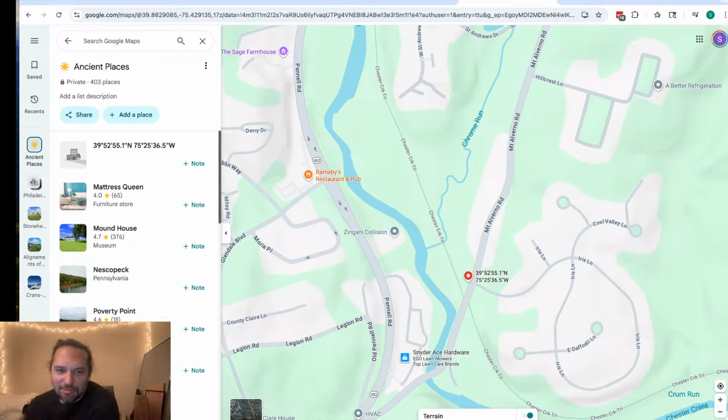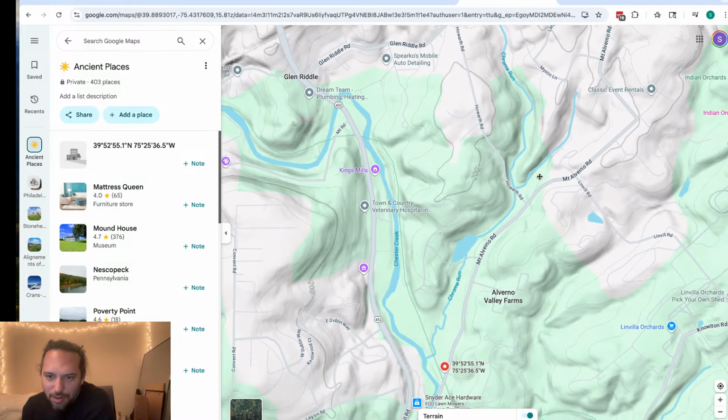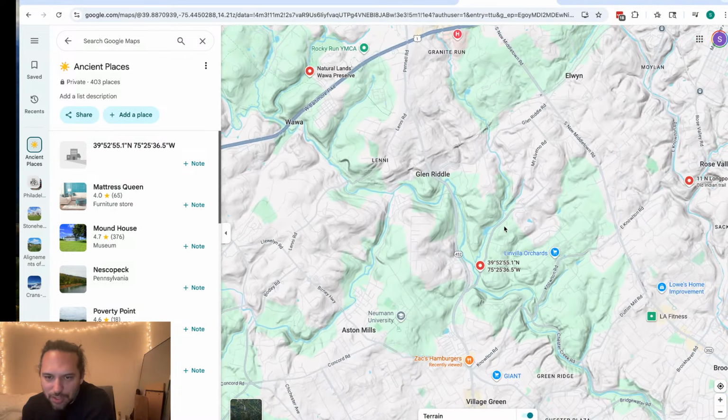Anyone else want to? Let's look around Aston a little more. From up here, from zooming out, you can see the topography a lot better. So you can see how the creeks come down into these valleys.